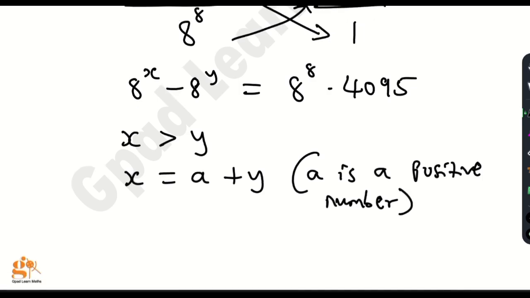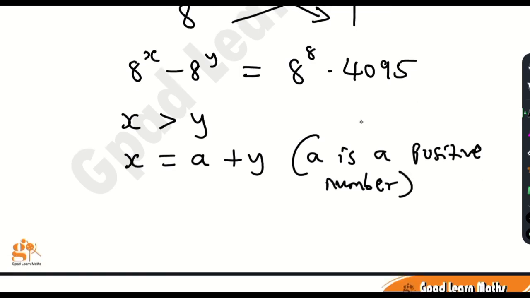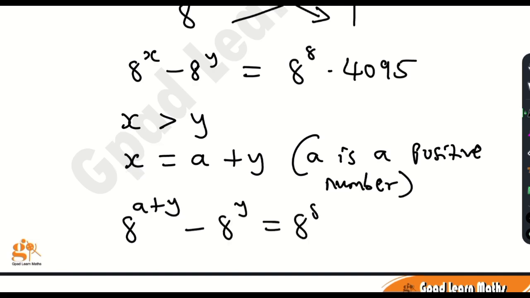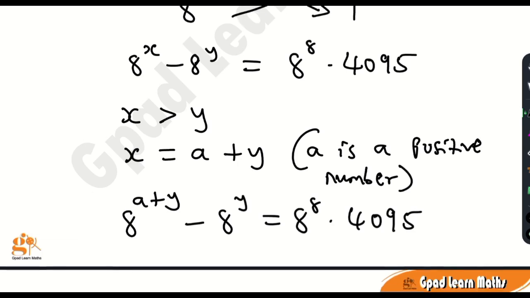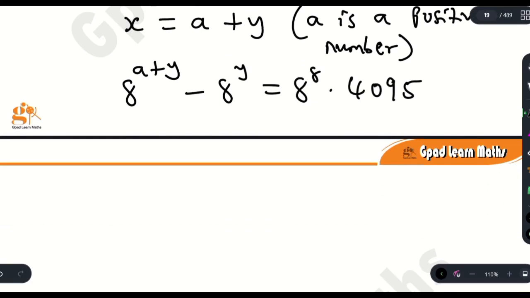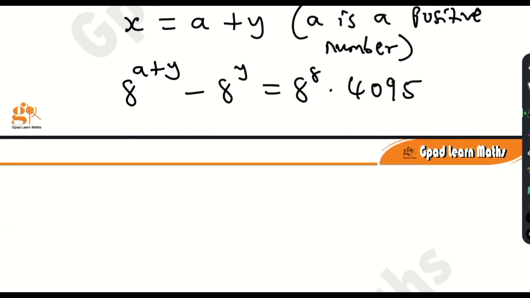Okay, so what I'm going to do now, I'm going to replace x with a plus y. So I'm going to write 8 raised to the power, I won't be writing x anymore, I'll be writing a plus y because I just set it to x. Then minus 8 raised to the power y is equal to 8 raised to the power 8 times 4095.